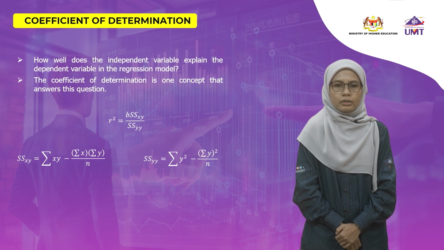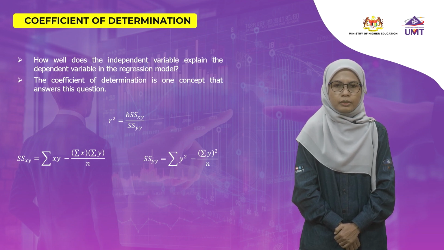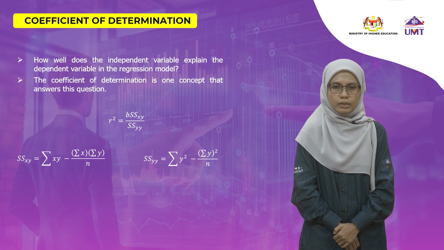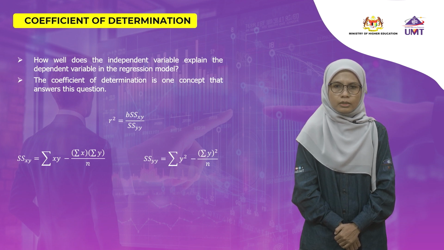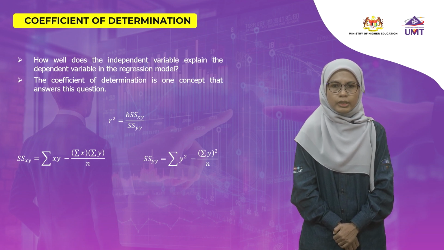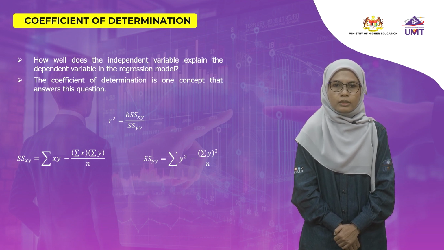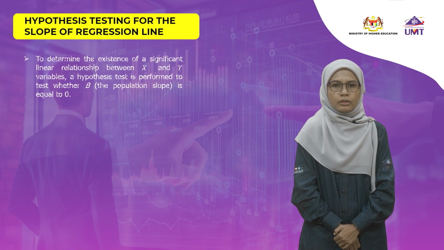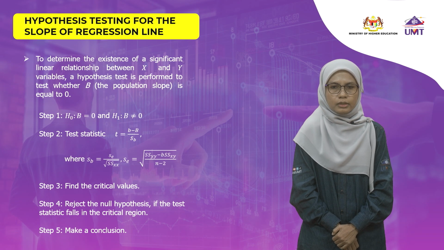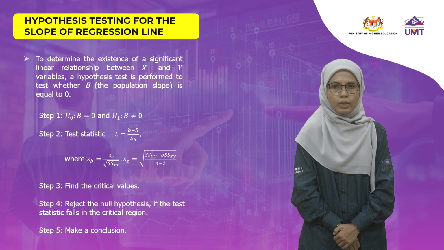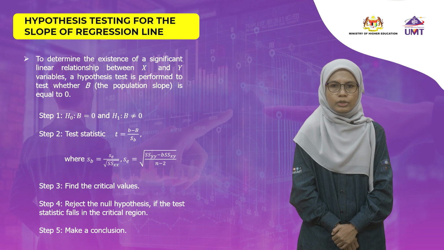This tells us the proportion of variation in the dependent variable explained by the independent variable. For example, an r squared of 0.8 means 80% of the variation in y is explained by x. To determine the existence of a significant linear relationship between x and y, a hypothesis test is performed to test whether b, the population slope, is equal to 0.